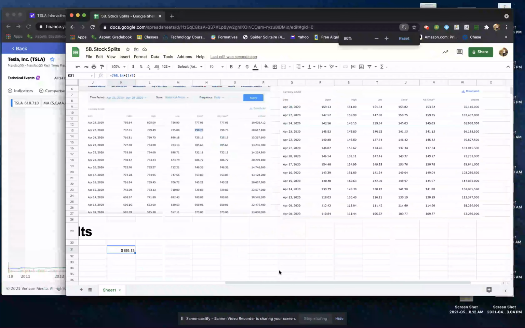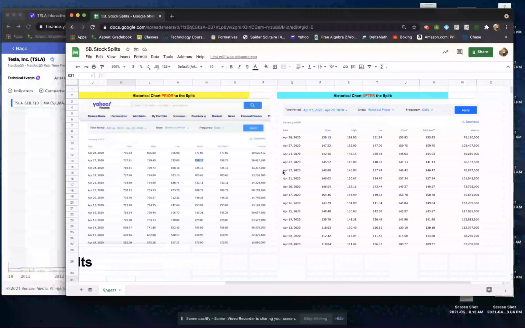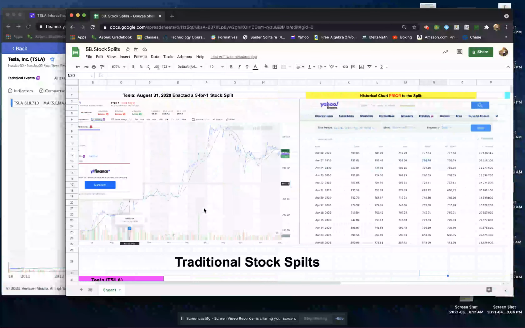All right, let me just bring this down a little bit more. So again, you can take any of these numbers, divide it by 5, and it'll match over here. So the chart on the right is the historical chart after the split. The one on the left is the historical chart prior to the split. So I thought that was pretty cool that we were able to freeze time on our video to basically show this whole concept and how it happens.